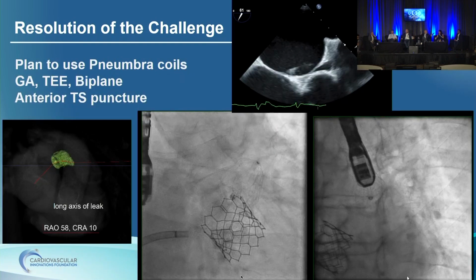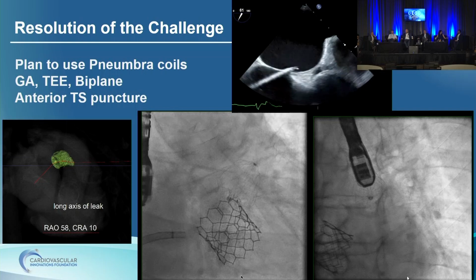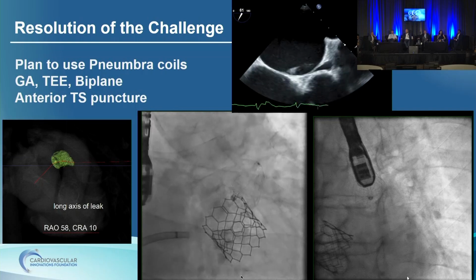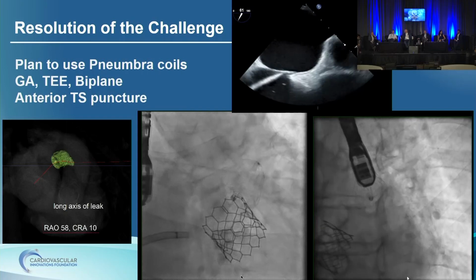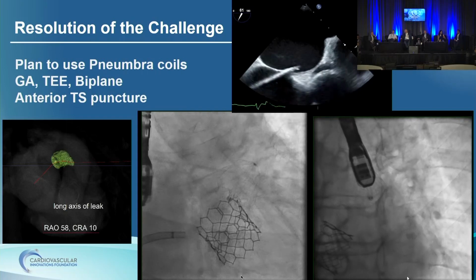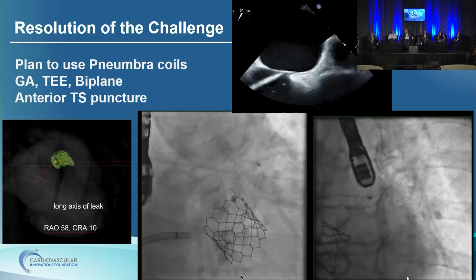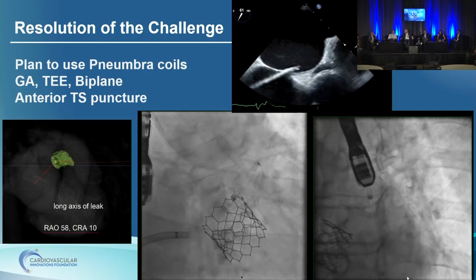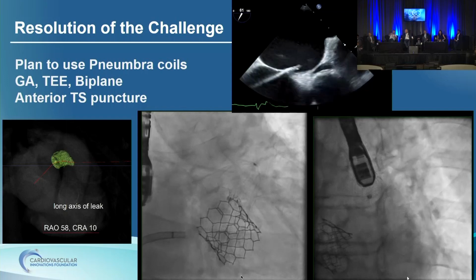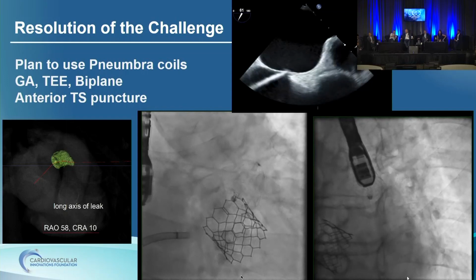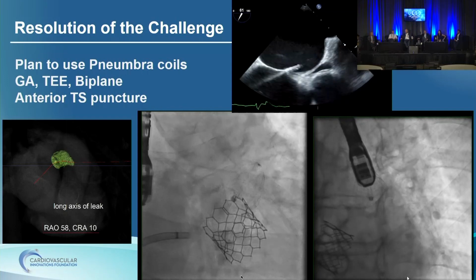Sorry, and we got angles just as we do for paravalvular closure from our radiologists. We've been doing most of these with biplane. Just makes things much quicker. Also, based on how this leak was sort of below this Watchman and close to the mitral valve, my goal was to be as anterior as possible.